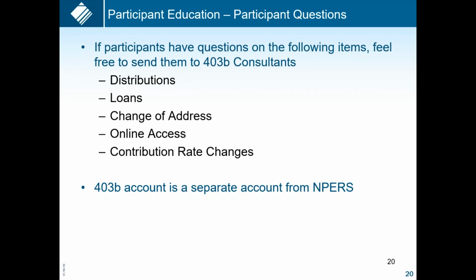If participants have questions about anything concerning the 403B plan, we are always happy to assist. You can give out my email or phone number. I will have this at the end of the recording. I do want to note that the 403B account is a separate account from the state pension program such as Networth, and I do not have access or any information for them on that pension program.